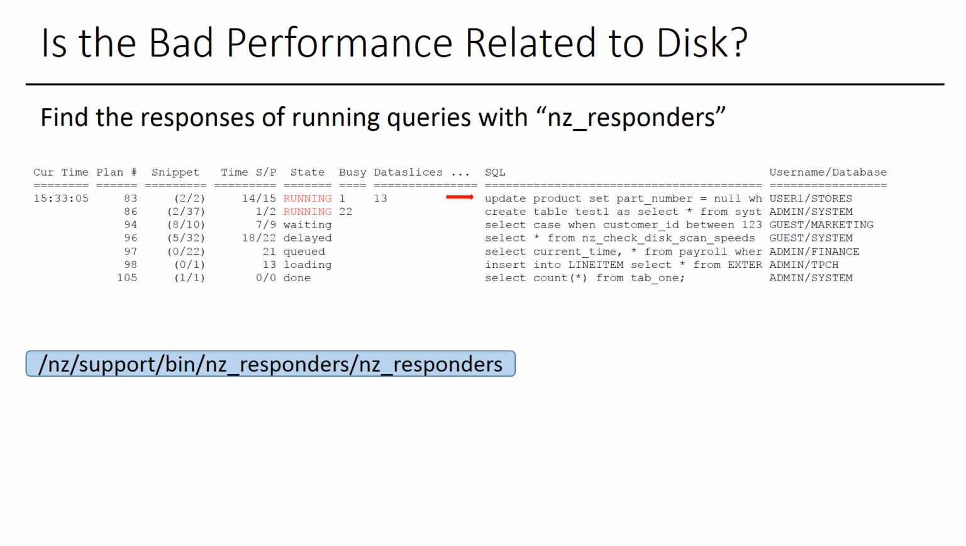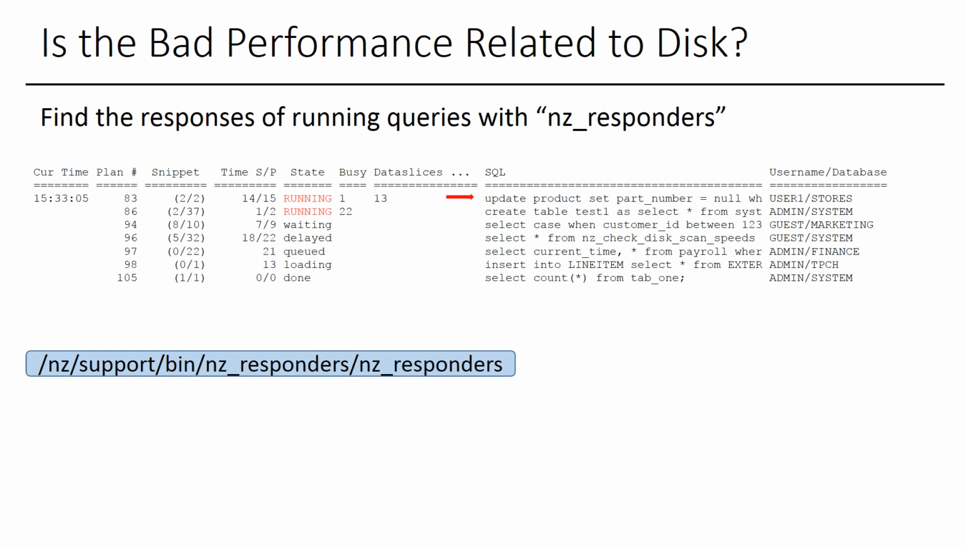nzresponders is a general purpose script that shows the response of running queries across each data slice. This script provides similar information as nzsqa responders, but in a more user-friendly format. By default, this script runs in a loop. You can use Ctrl+C to interrupt it.